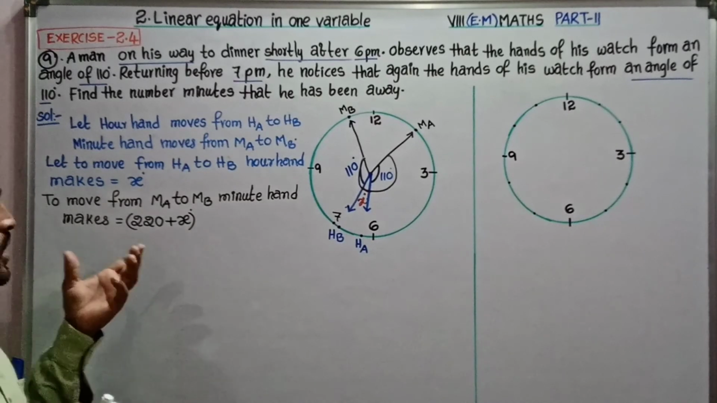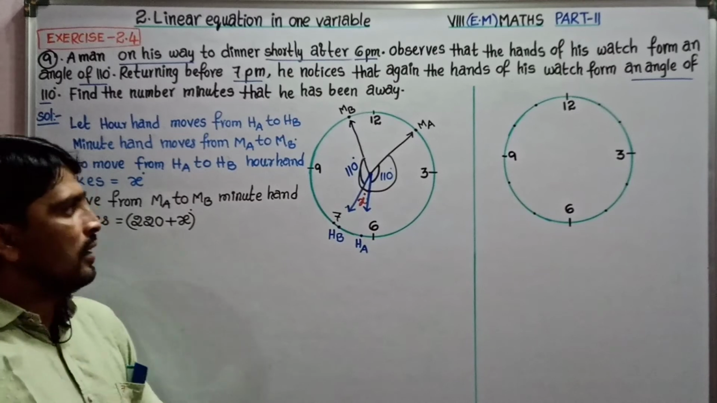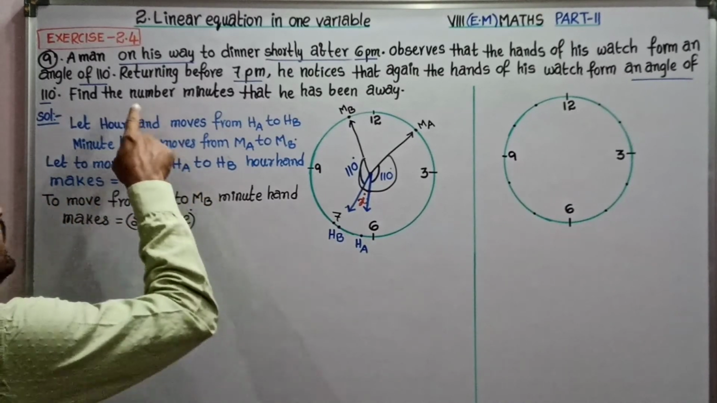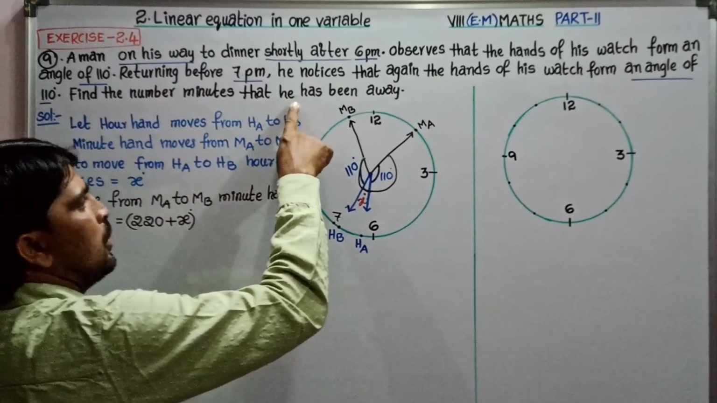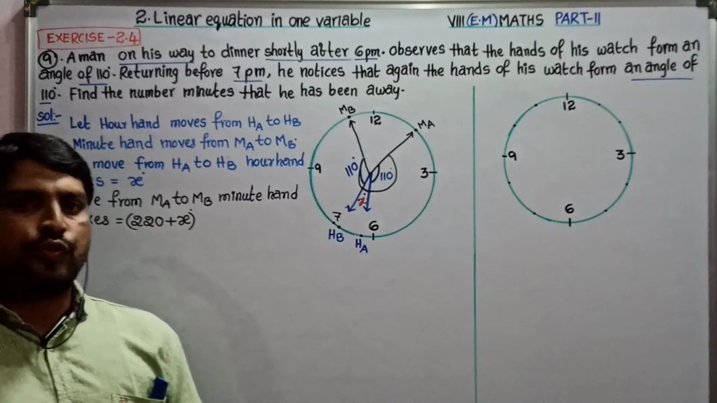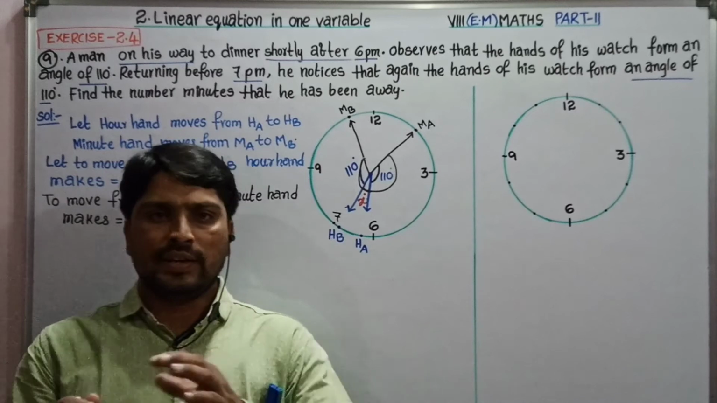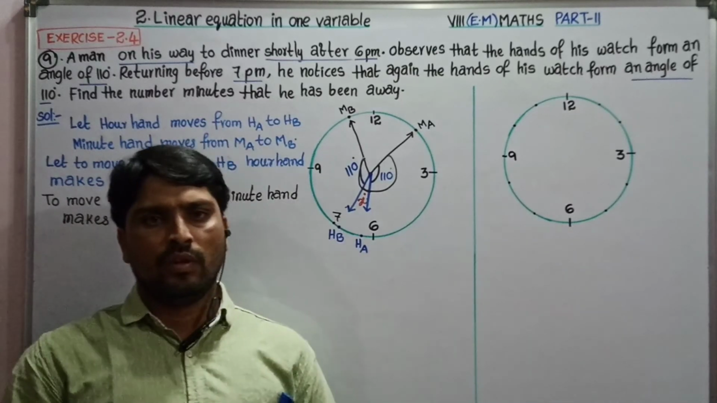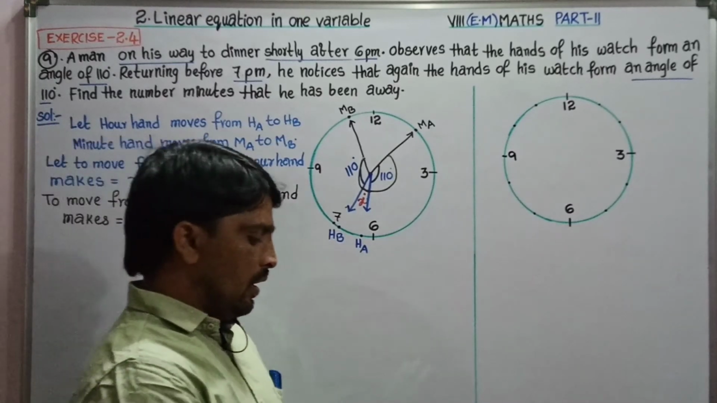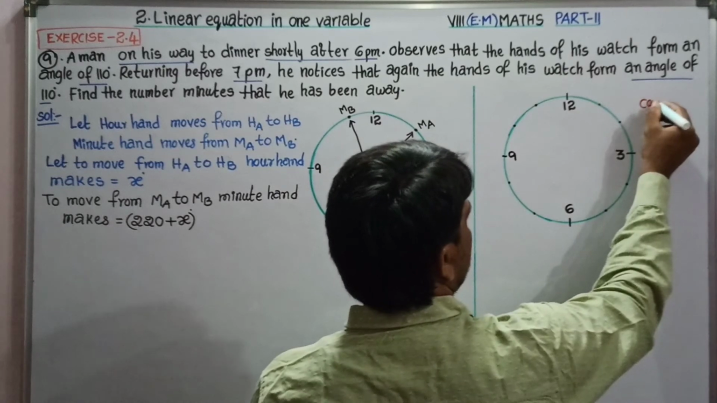Now, this is the information given in the question. But this information is in terms of degrees. But we have to find the number of minutes that the person has been away for his dinner. So, to find the answer in minutes, we have to find a relation between degrees and minutes. For that, let us consider a simple concept.